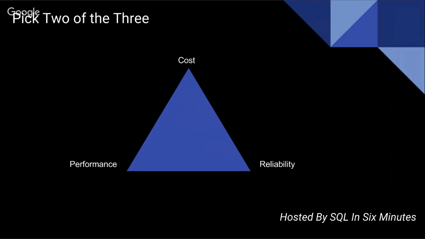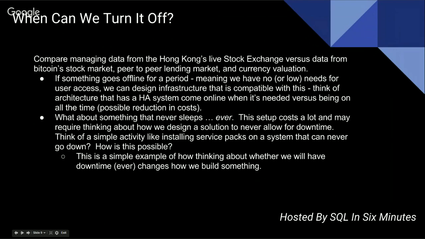Someone who's highly skilled technically may not be able to parse between what someone says they want and what someone really wants. And we'll get into a little bit more on that in a second. So let's think about one of the basic questions, which is: when can we turn it off?